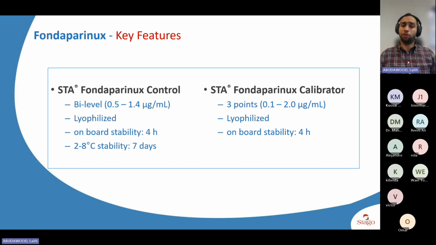Quickly again for the controls, the stability at 2 to 8 Celsius is 7 days. So it really is stable. You will not have any issues with having to reconstitute every single time and wasting your QCs.